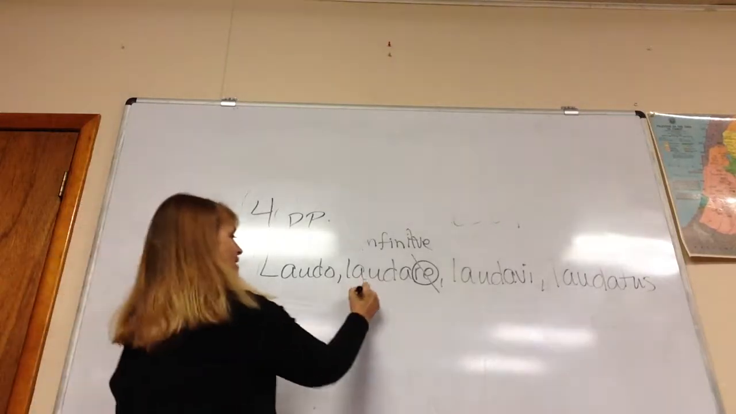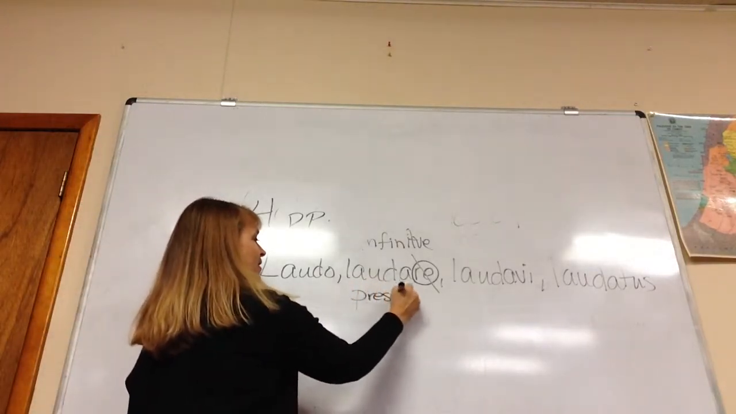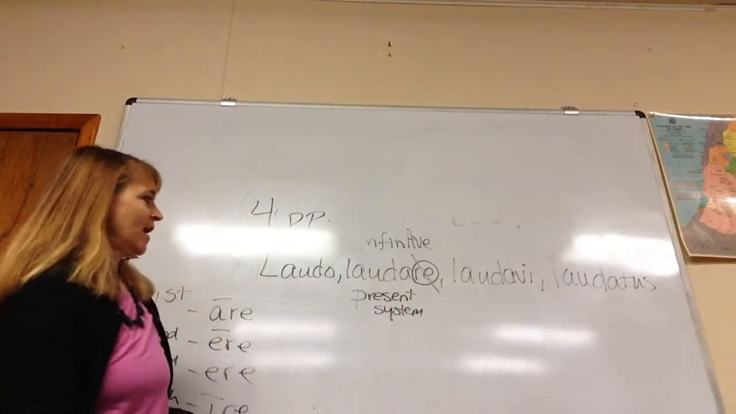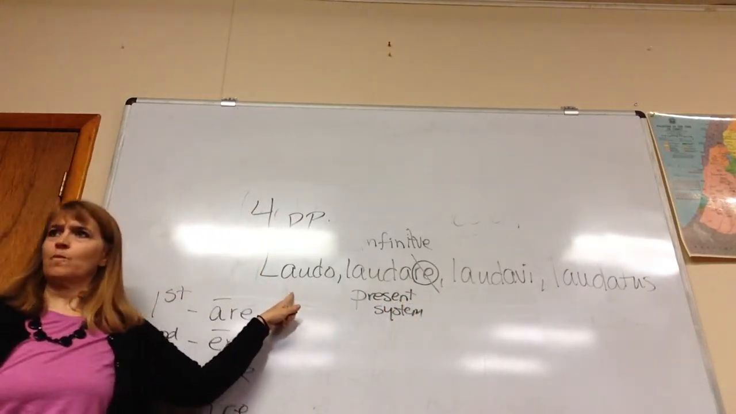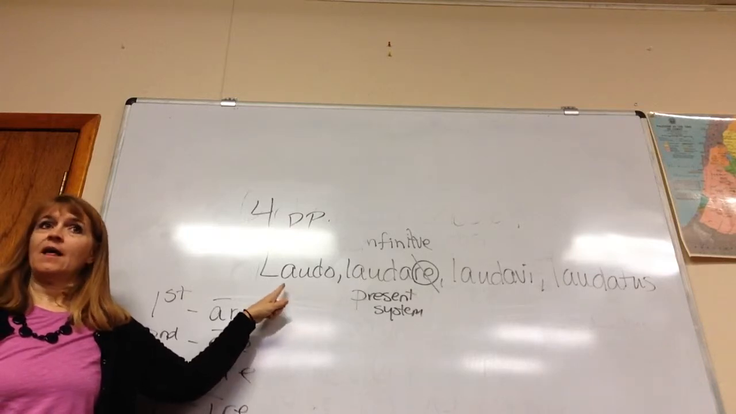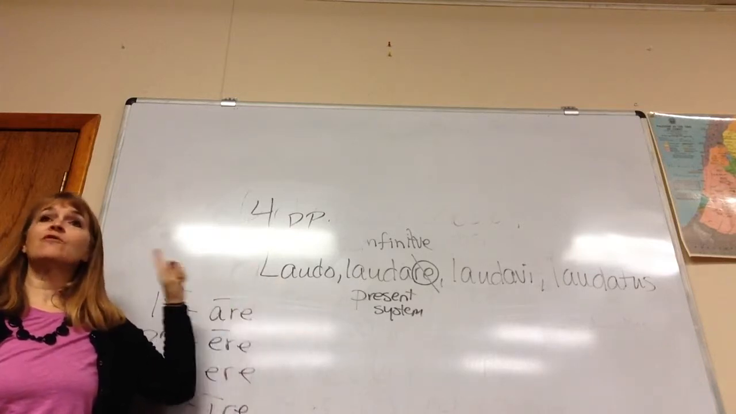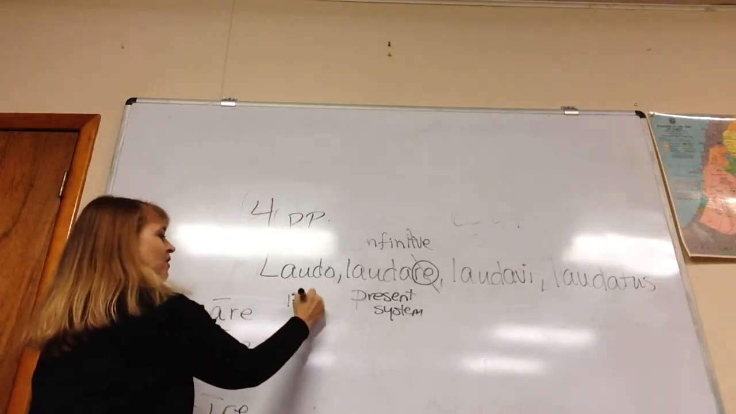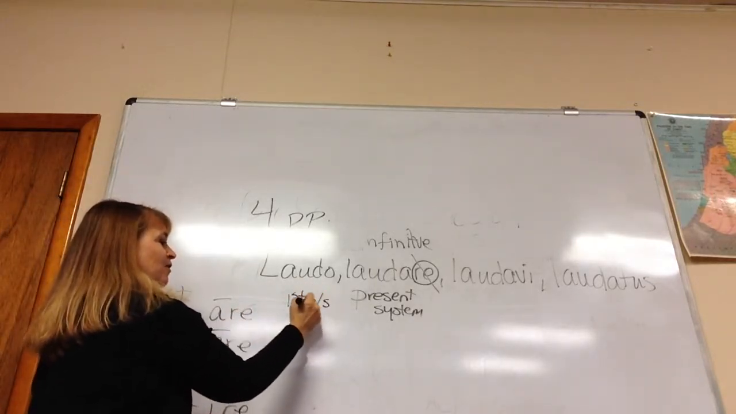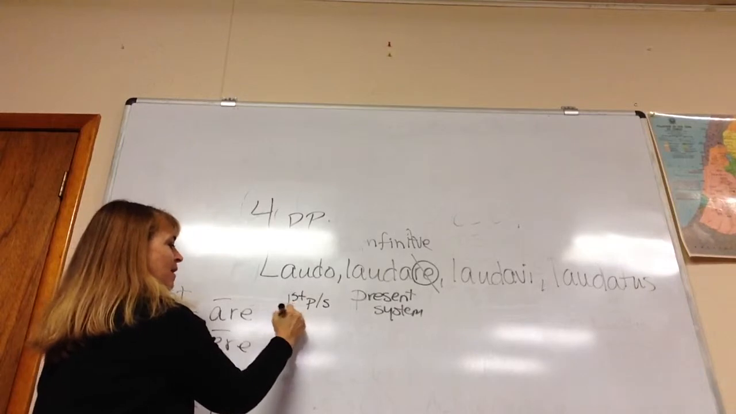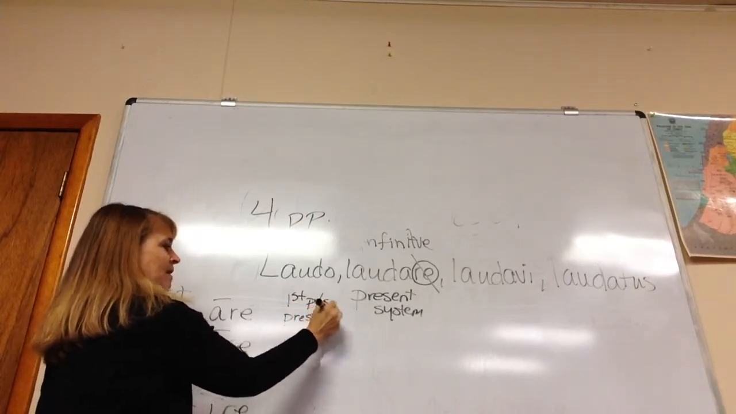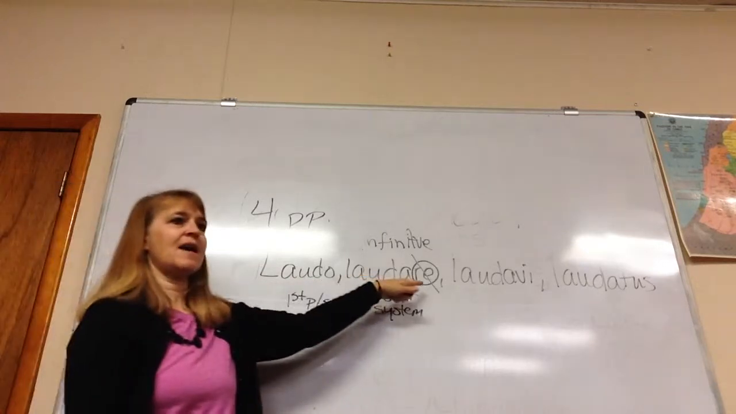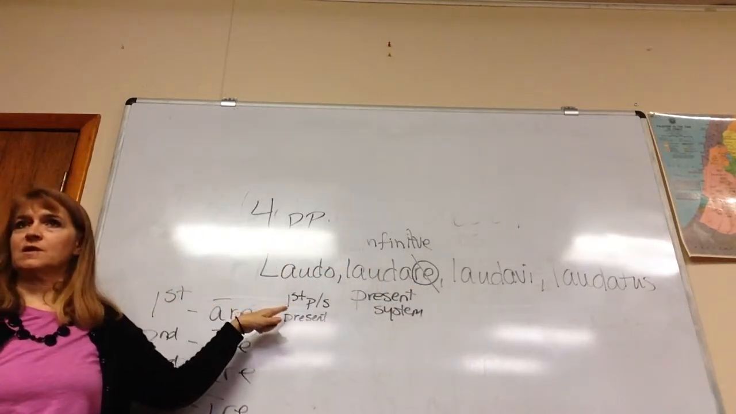Now what system does this give us a stem for? Present system. So we get our present system right here, and it's our infinitive. What is this? This is always our first person singular, present. So you know what that's going to be. This gives you your stem. This gives you your first person singular.